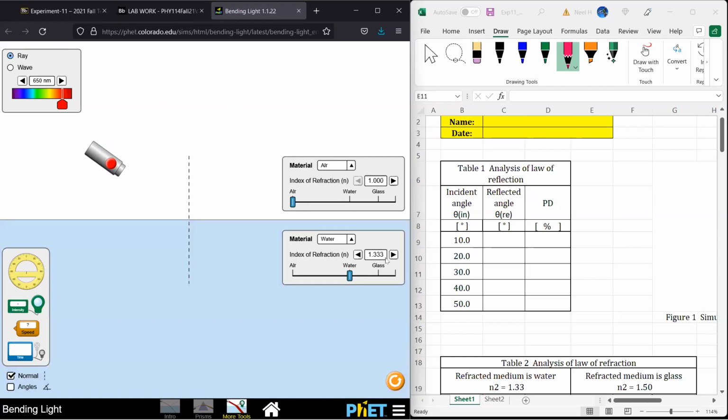Now, water's index of refraction is 1.33 because light speed is reduced by about 30%, 37%, when it goes into that medium. Then you switch on the laser beam by clicking this red dot right here. Then you can see the light ray comes in and goes into the other medium. Clearly you can see the bending nature.